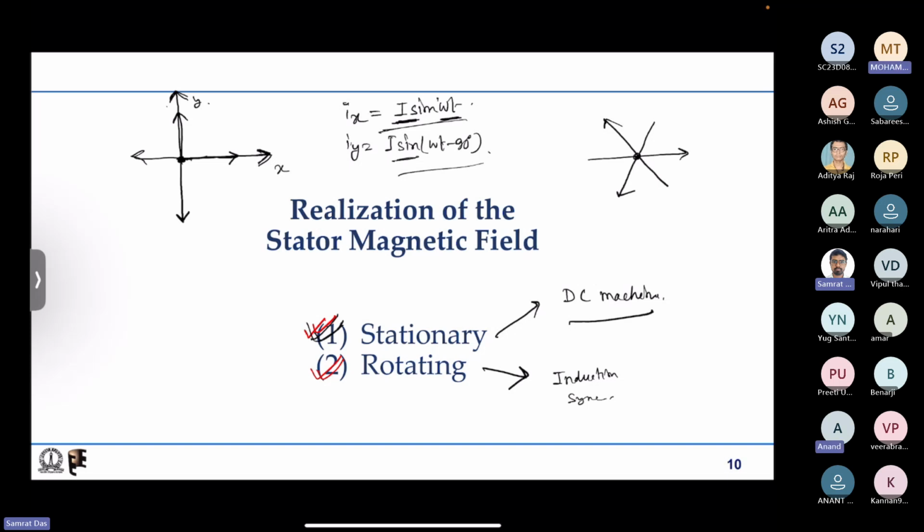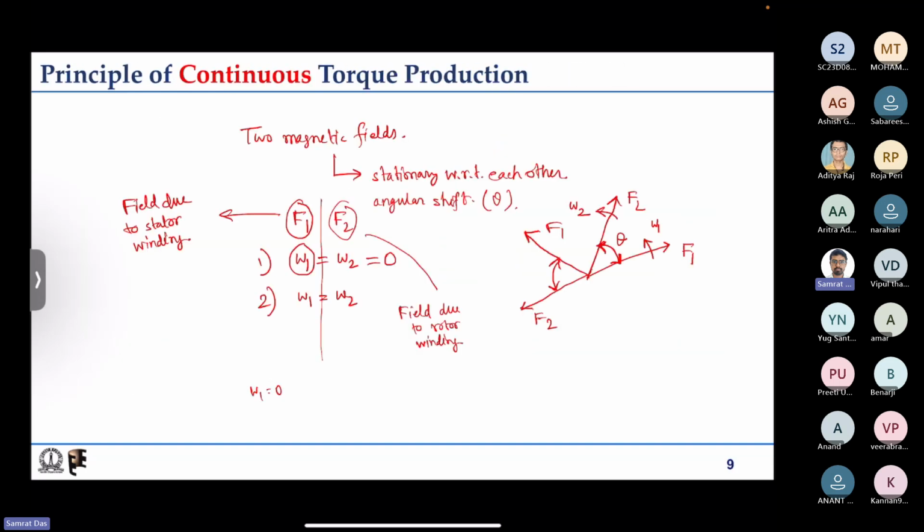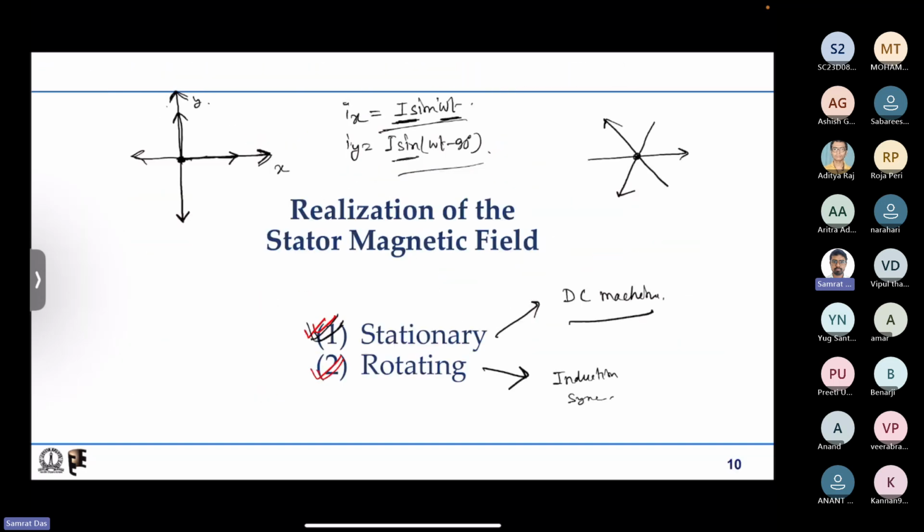One more question: for the simulations, which software are you using? The initial part I was doing in FEMM. Whatever animation-type things I have shown, I have used ANSYS. Okay, ANSYS Maxwell. Yes.